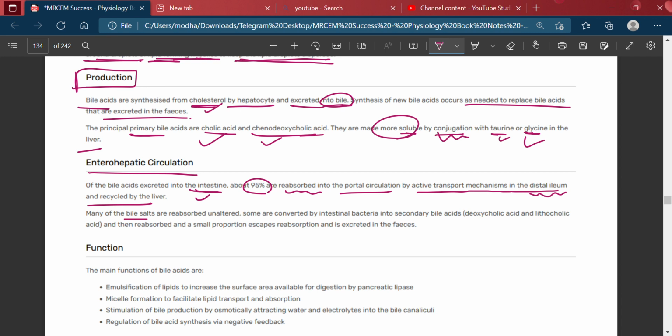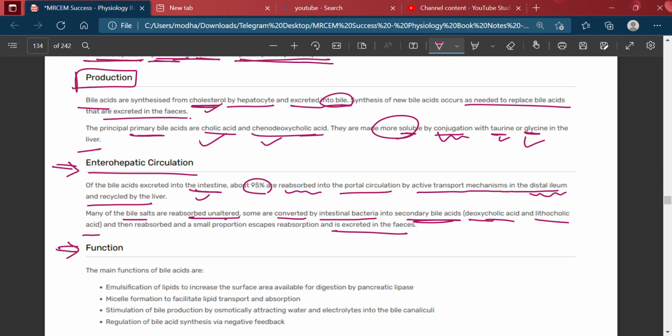Many of the bile salts are reabsorbed unaltered. Some are converted by intestinal bacteria into the secondary bile acids, deoxycholic acid and lithocholic acid, and then reabsorbed, and a small portion escapes reabsorption and is excreted into the feces. This was the enterohepatic circulation.